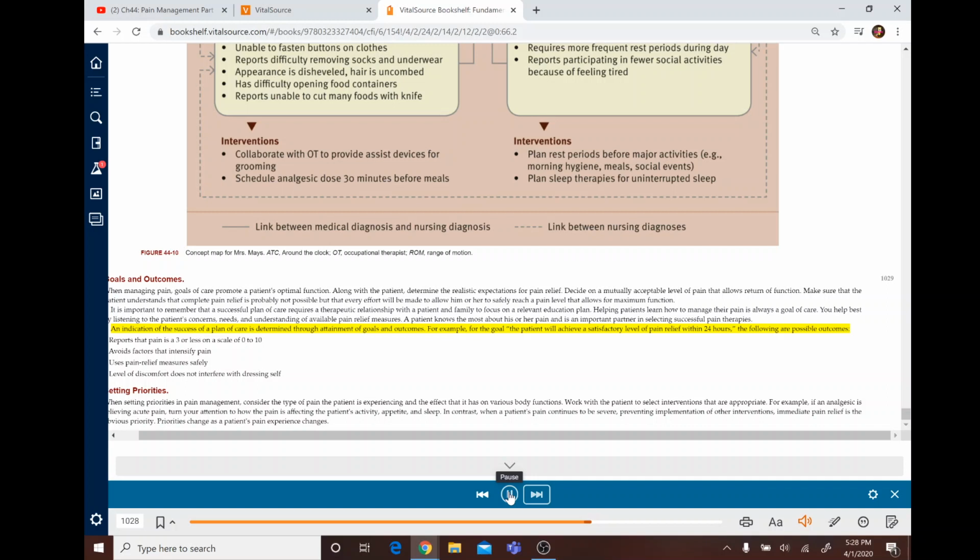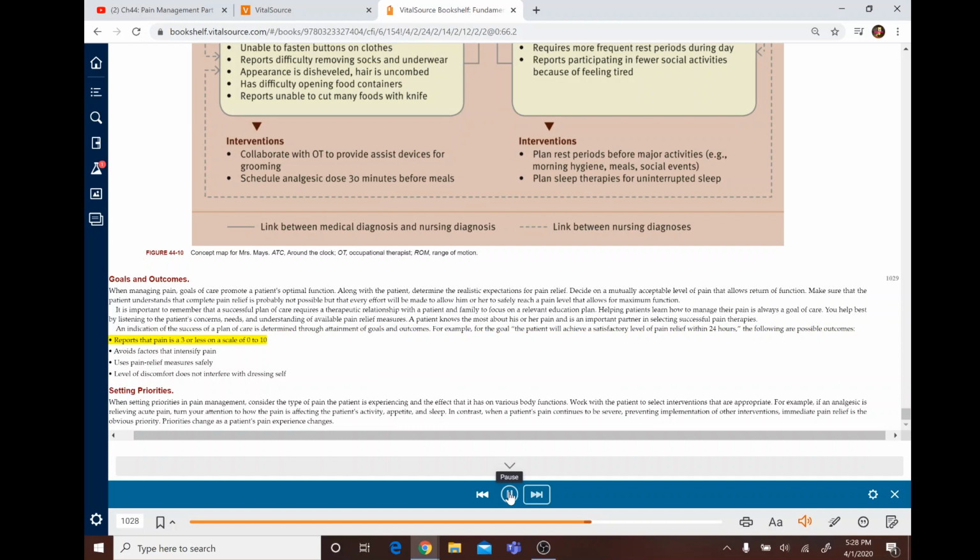An indication of the success of a plan of care is determined through attainment of goals and outcomes. For example, for the goal the patient will achieve a satisfactory level of pain relief within 24 hours, the following are possible outcomes. Reports that pain is a 3 or less on a scale of 0 to 10. Avoids factors that intensify pain. Uses pain relief measures safely. Level of discomfort does not interfere with dressing self.